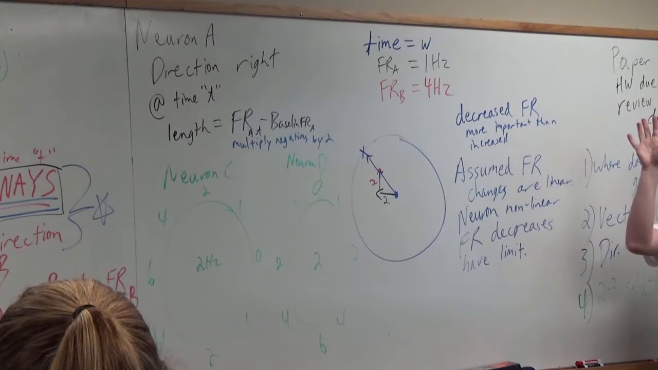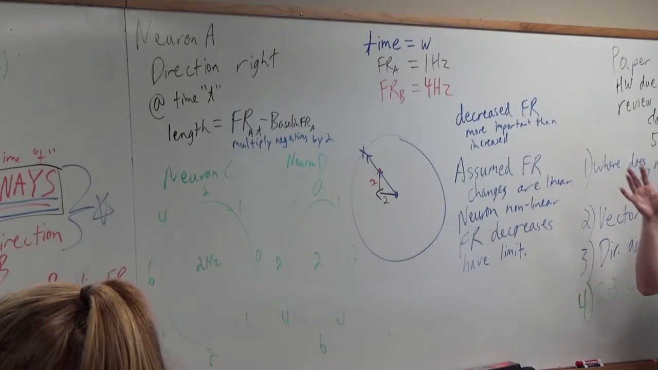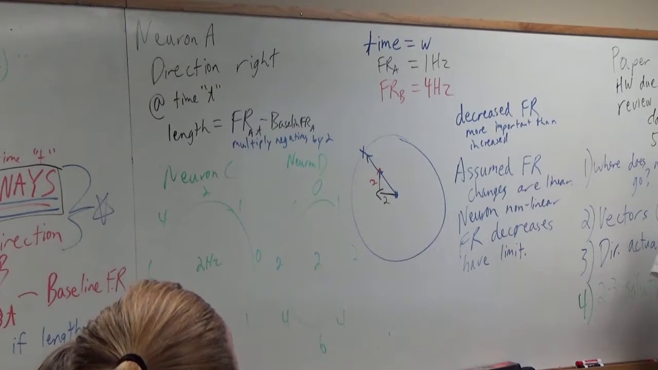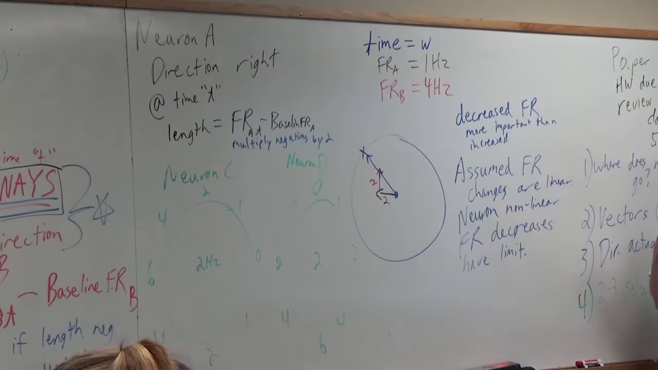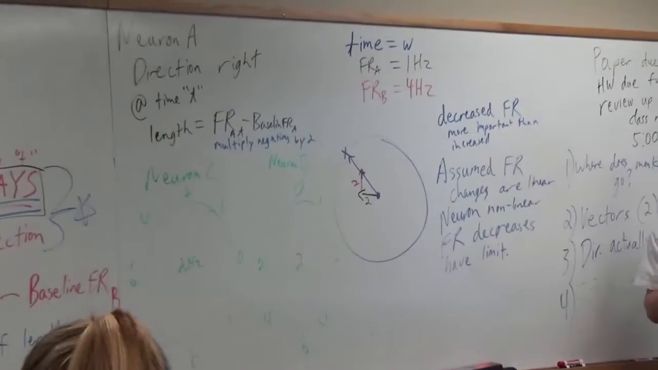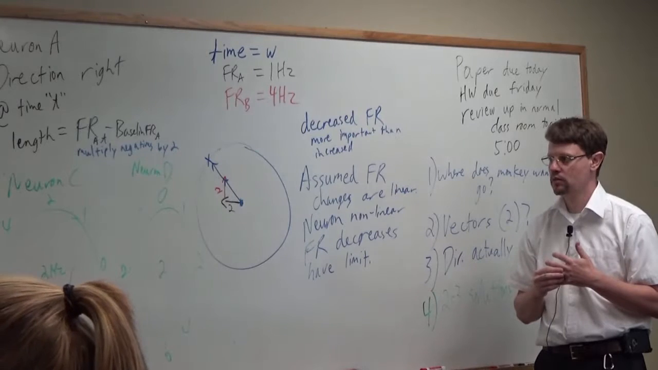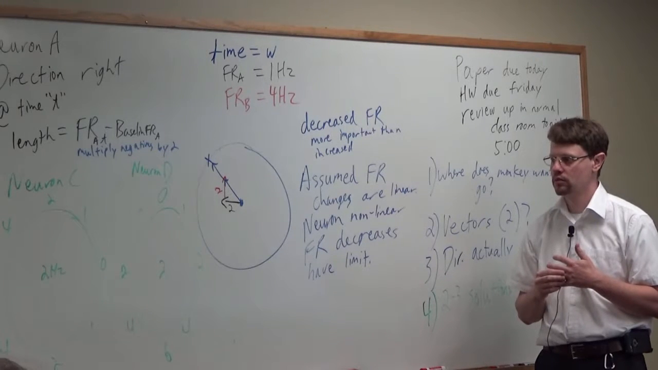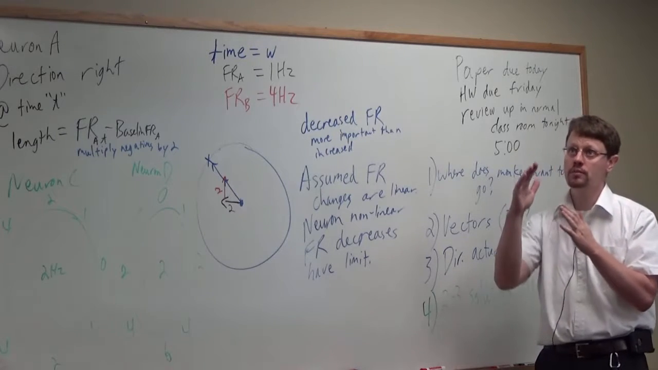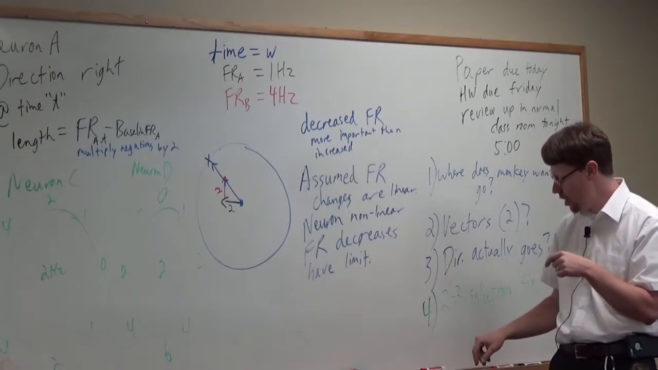What questions do people have about this? So, yeah? When we multiply by 2, the negative vector, now we're changing the size of the resultant vector, right? Yeah, which is actually going to make it move faster. And that actually helps us.